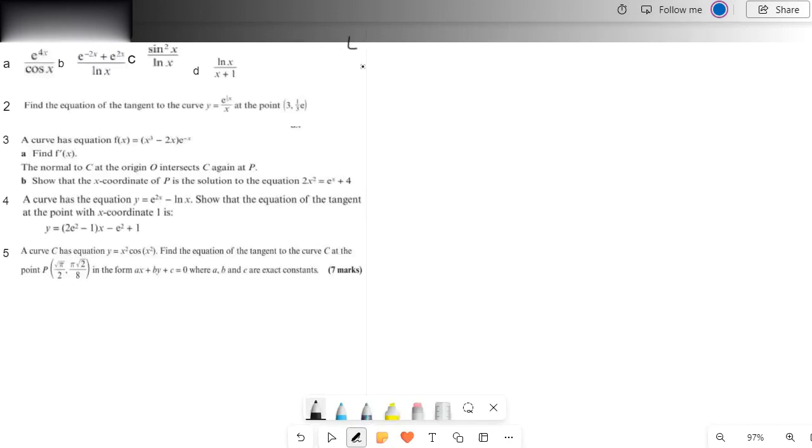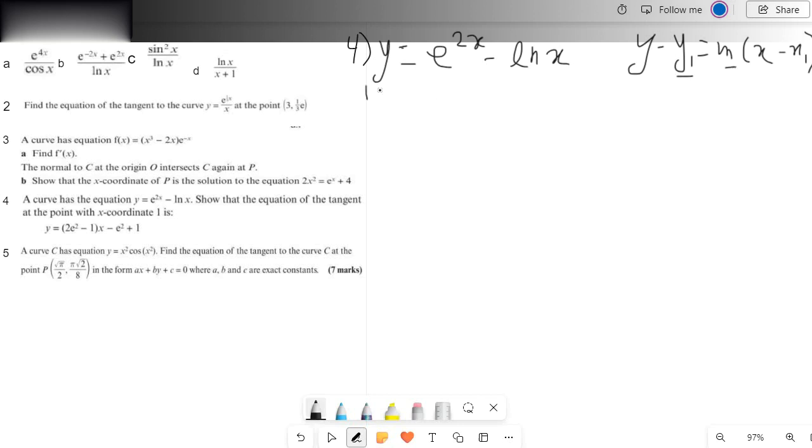For number 4, we have y equals e to the power 2x minus ln x, and so we have to find out the equation of the tangent at point x equals 1. Doing a little bit of planning, you can see that our equation will be found using the formula y minus y1 equals m into x minus x1. So we need y1 as well as m.